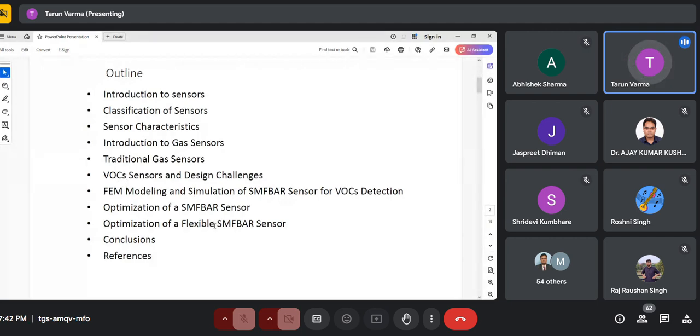So a sensor is basically a device that detects or measures a physical property and records, indicates, or responds to it. So this is a physical quantity on the left hand side.